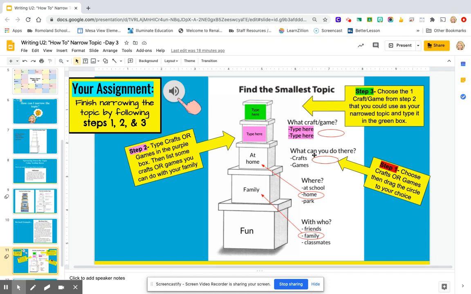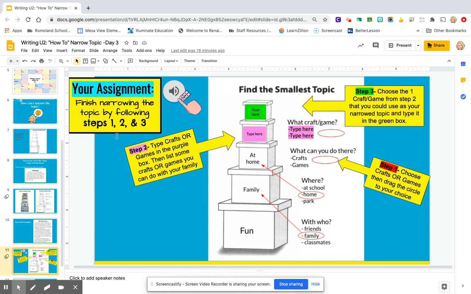And then I asked myself, well, what can I do at home with my family to have fun? And a couple things that I like to do is use crafts or play games. So now this is where I got stuck. I couldn't make my choice. Do I want to choose crafts or games? And what could I really teach someone how to do? And so here's what you're going to do.